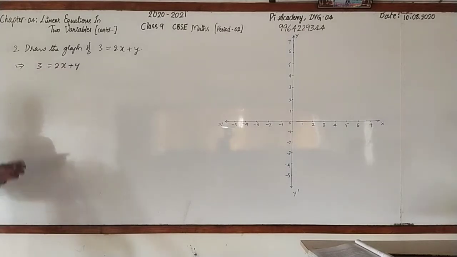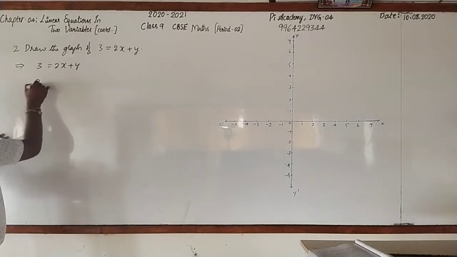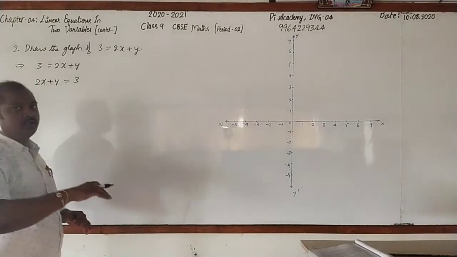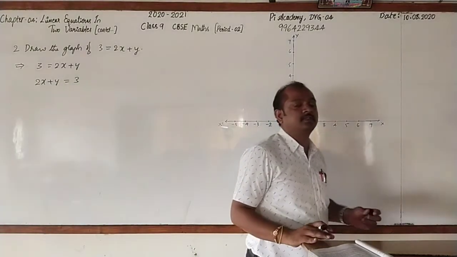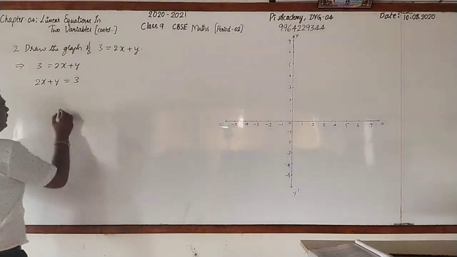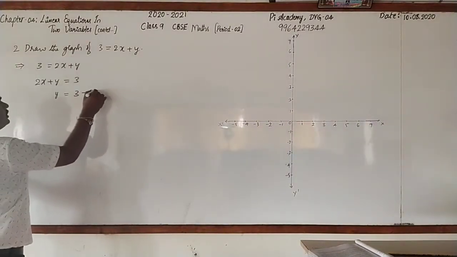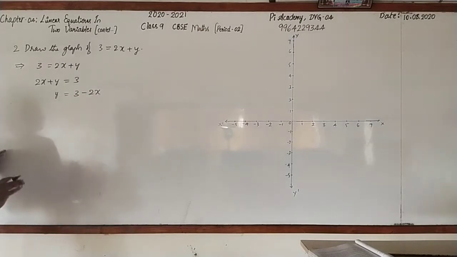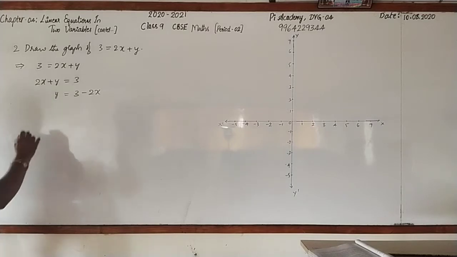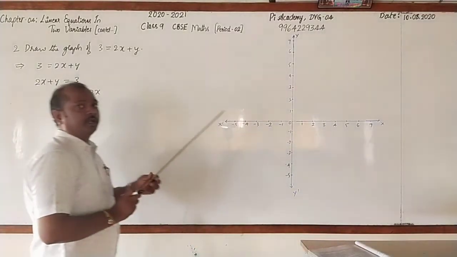We want y. Just interchange LHS and RHS. Write with me. It is 2x plus y is equal to 3. On interchanging all LHS and RHS, there will be no change in the sign. Let us solve y. y is equal to 3, transfer 2x to the right hand side, becomes minus 2x. Clear? Yes. This is the equation, and using that we have to find out the coordinate points.